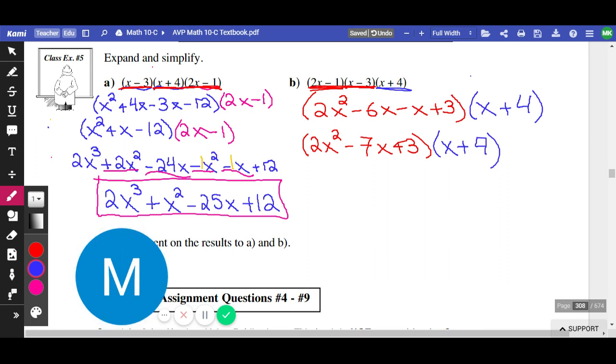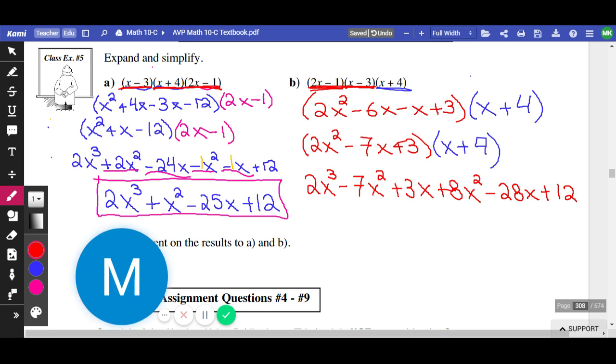When you do distribution, which is what I'm going to do, I end up getting 2x cubed minus 7x squared plus 3x. Then I distribute the 4 in, I get plus 8x squared. I get minus 28x. And I get plus 12. Now if I look, I have 6 things. Those 6 things still look very different than the 6 things I got on the first question.